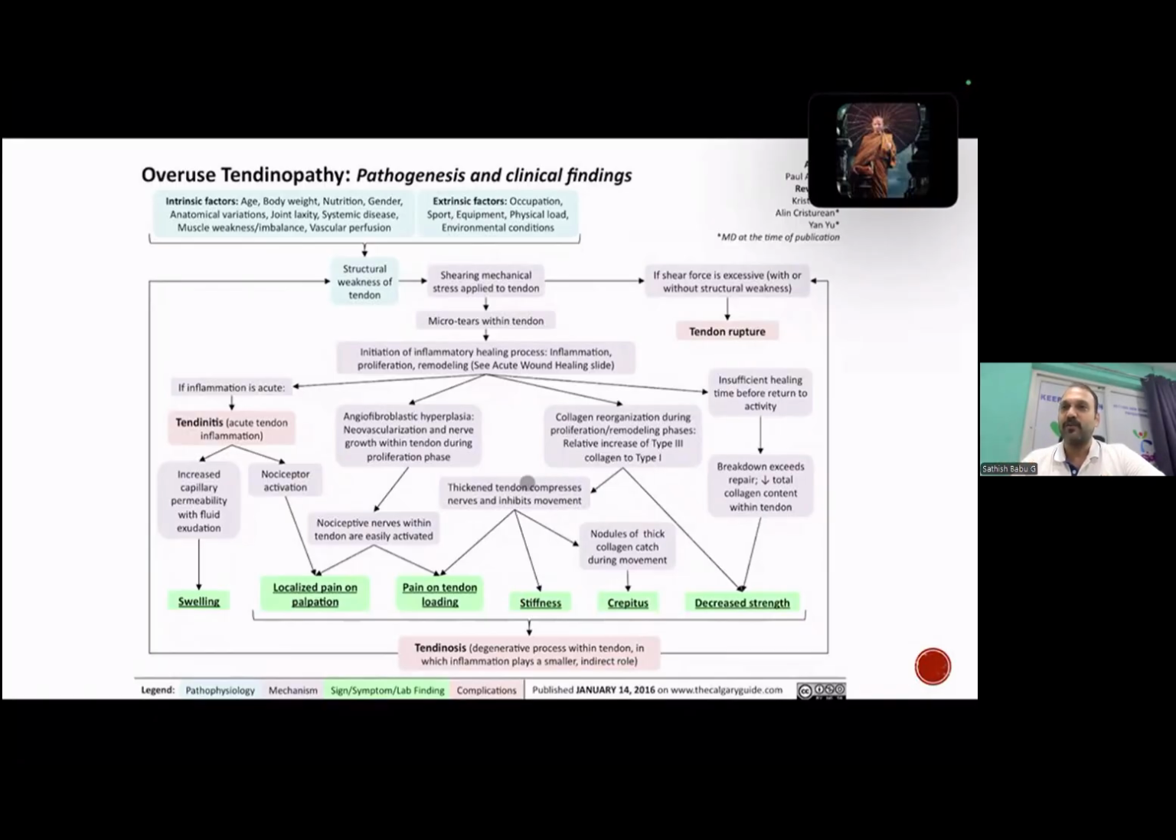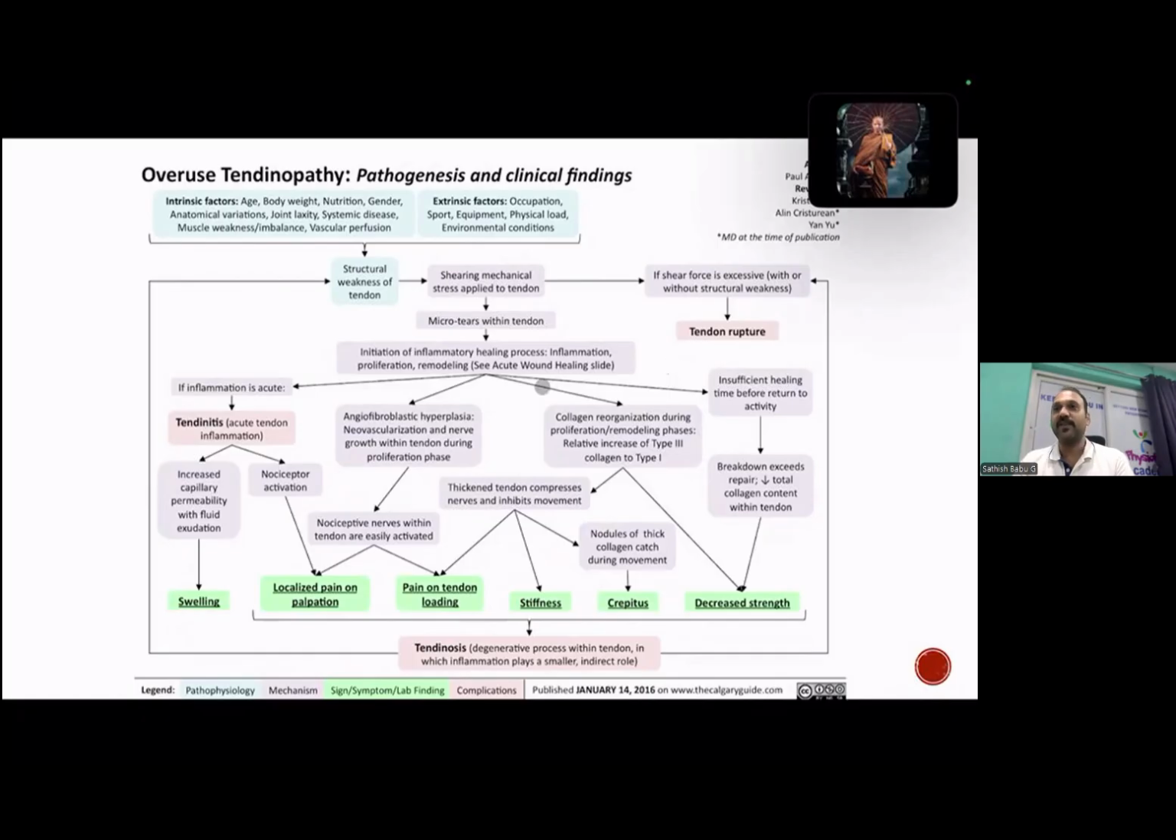That laying of the collagen and remodeling causes a thickened tendon, compresses the nerve, and inhibits the movement. Sometimes it inhibits the movement, which leads to stiffness around this region. And there are nodules. When you palpate an injured tendon, you can feel a bulk or swelling around the tendon. Nodules of thick collagen catch during the movement. If this kind of thick collagen catch happens in the tendons of your fingers, we call that a trigger finger. That leads to a lot of crepitus. When the annular ligament over here is locking, you can get an unlocking sensation or crepitus around the region.